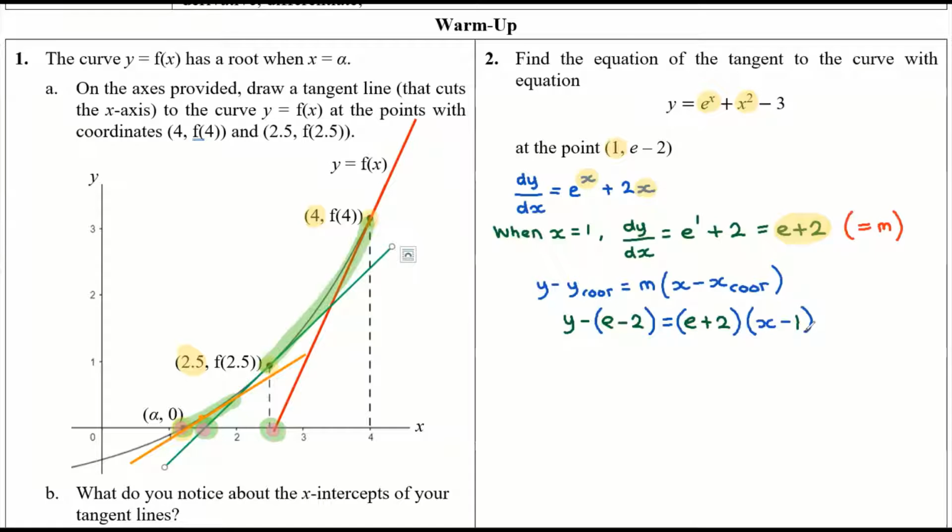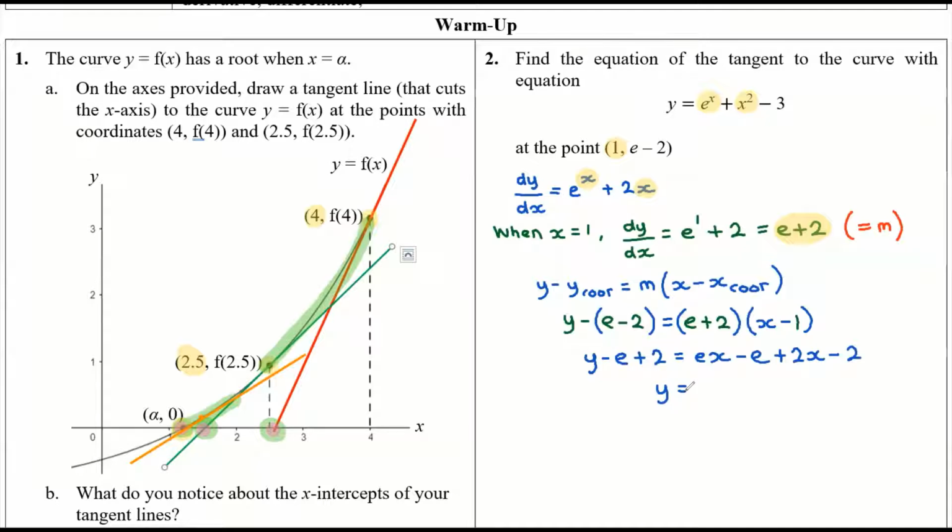I mean, there's nothing wrong with that answer. We've answered the question, but we can tidy it up perhaps a little bit. So we have y subtract (e minus 2) would be equal to ex subtract e, just multiplying it out, plus 2x subtract 2. I'm doing this just to collect like terms, essentially.